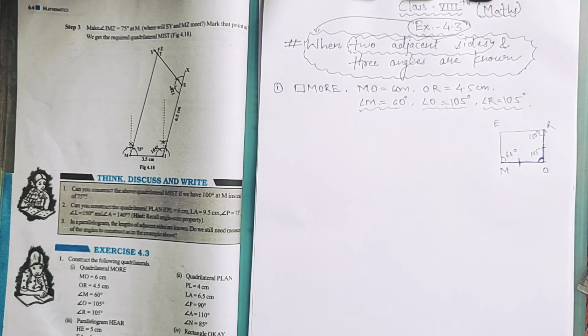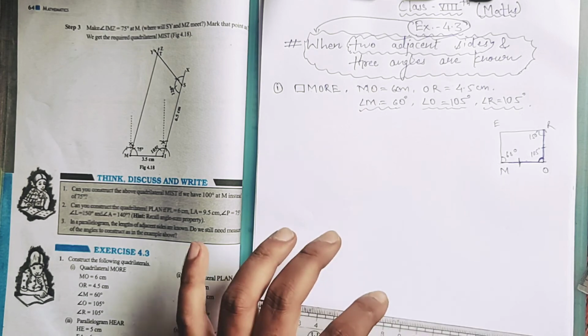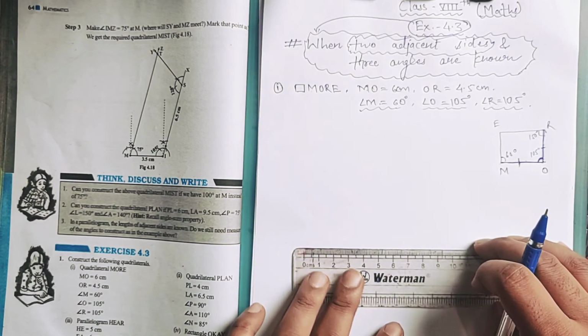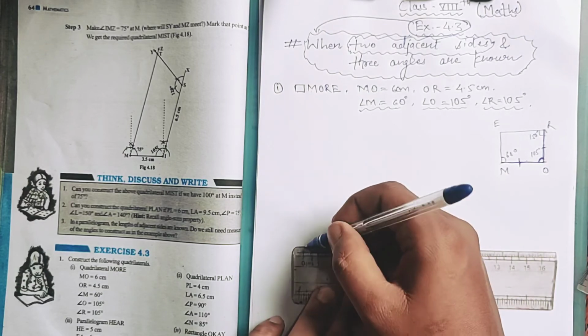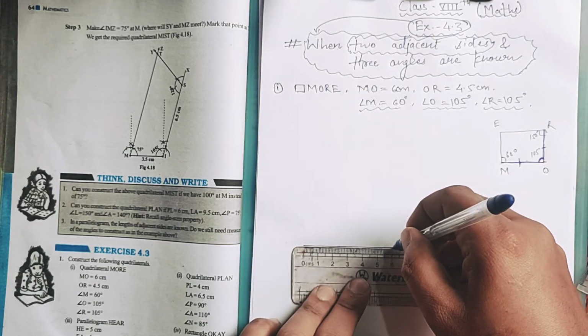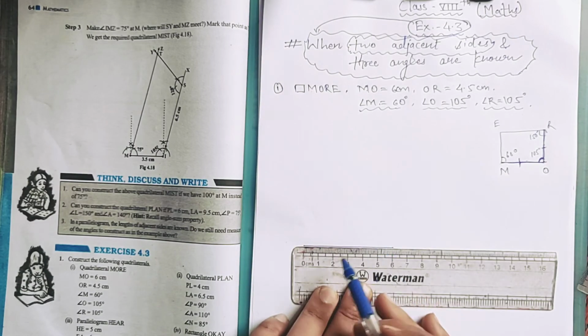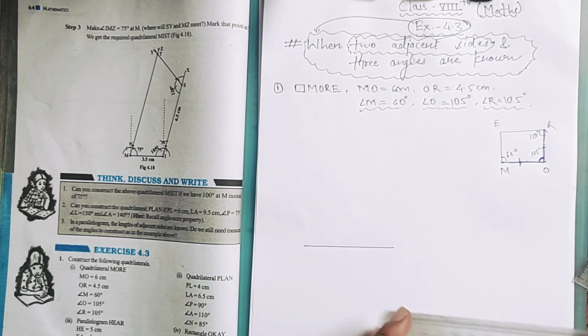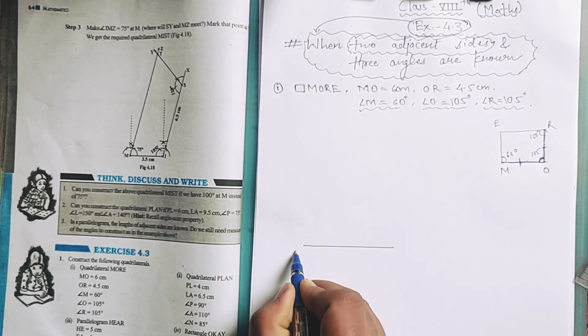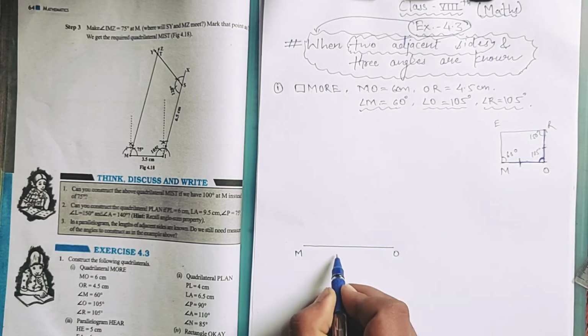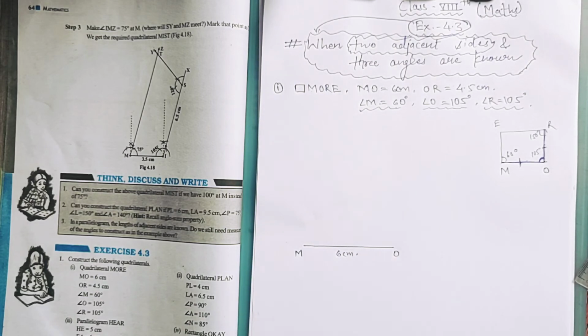So first of all we have to make MO equal to 6 centimeter with the help of scale and a pencil. Okay, MO equal to 6 centimeter. I have taken MO equal to 6 centimeter with the help of scale. Name these as point M and O, and it is of 6 centimeter.